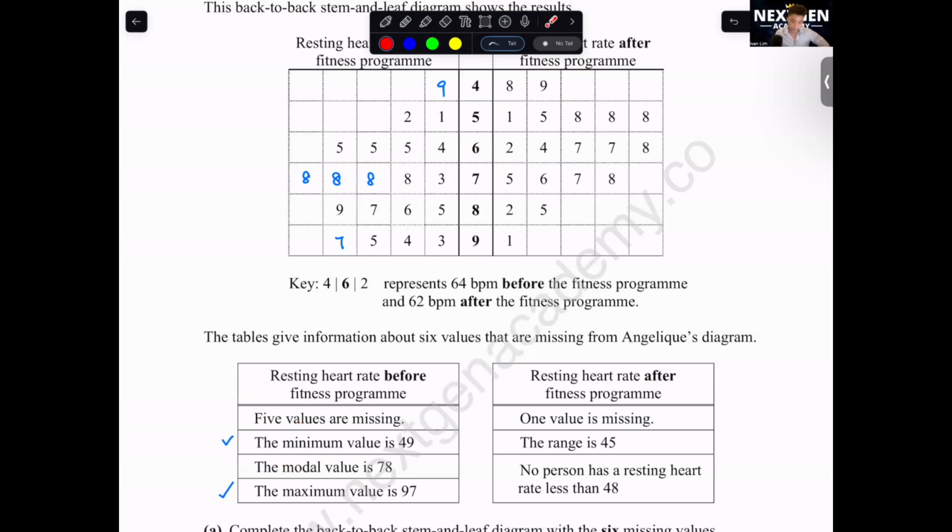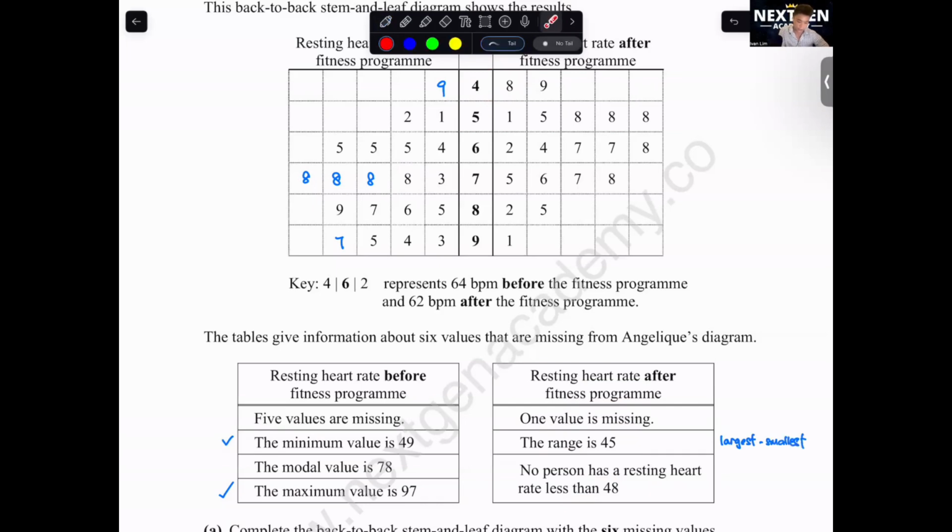Next one. Resting heart rate after fitness program. 1 value is missing. The range is 45 and no person has a resting heart rate less than 48. So this will be the smallest value here. They say range is 45. What's the definition of range? Range means your largest minus smallest value.